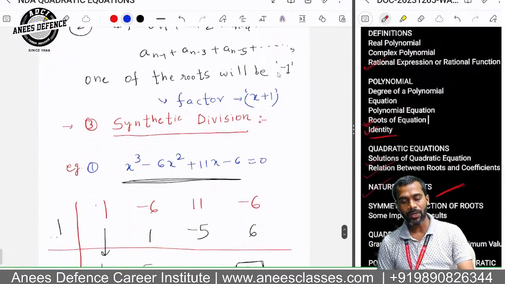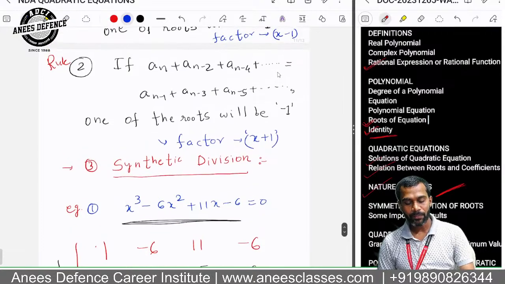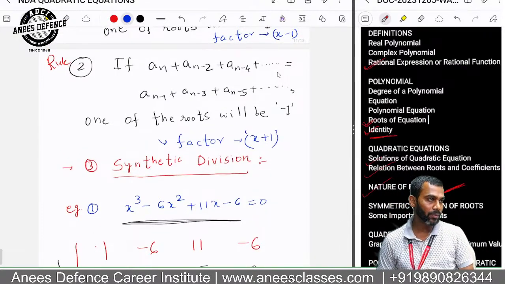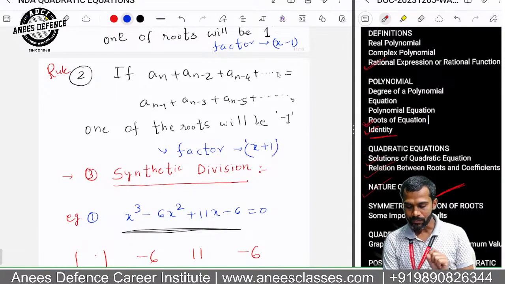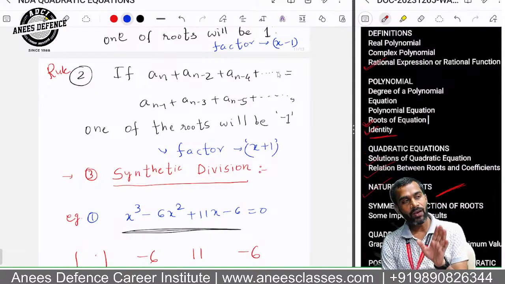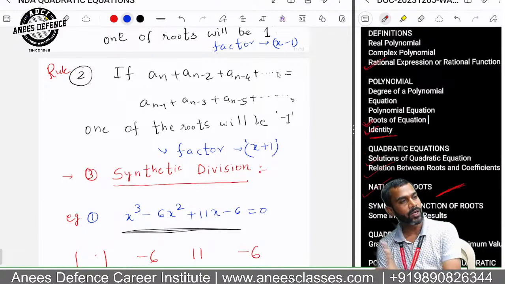So the first step is you have to just write all the coefficients. All the coefficients means x cube, what is the coefficient? 1. What is the coefficient of x square? Minus 6. What is the coefficient of x? 11. What is the constant term? Minus 6. Now, suppose we have the equation x cube plus 11x minus 6.